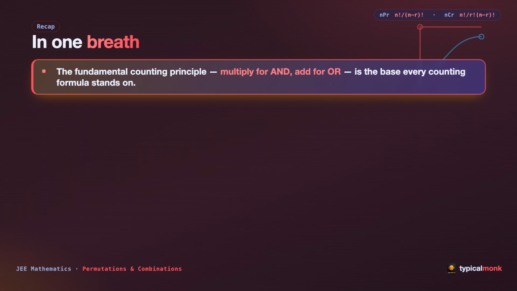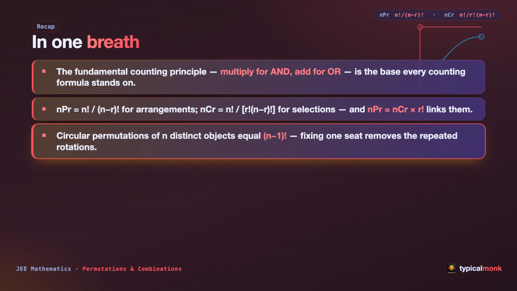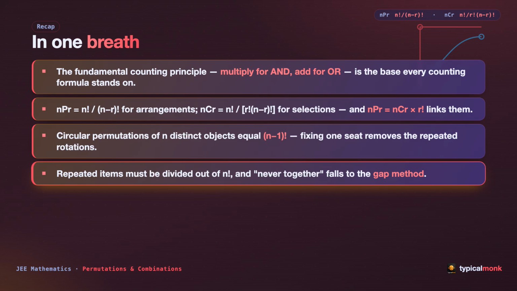Let us gather the whole class in one slow breath. The fundamental counting principle, multiply for and, add for or, is the base every counting formula stands on. nPr equals n factorial over (n minus r) factorial for arrangements. nCr equals n factorial over r factorial times (n minus r) factorial for selections, and nPr equals nCr times r factorial links them. Circular permutations of n distinct objects equal (n minus 1) factorial. Fixing one seat removes the repeated rotations. Repeated items must be divided out of n factorial, never ignored.